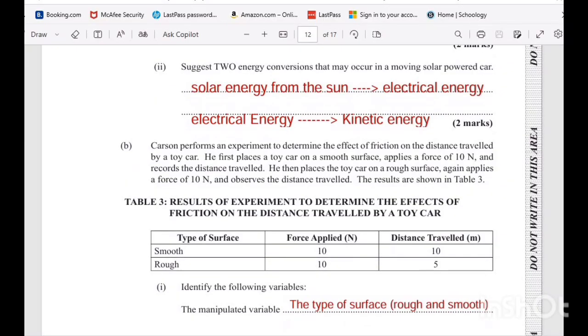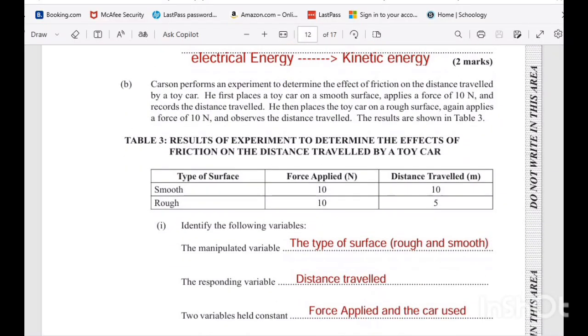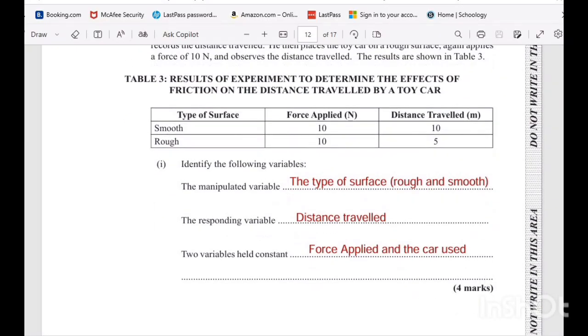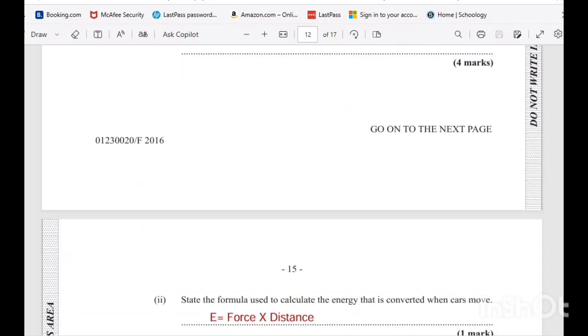If you said that the responding variable is the distance traveled, you're correct. And the 2 variables held constant would be the amount of force applied, because it's the same, being 10 newtons, and it's the same car that is used. So those would help us to make sure that the results are accurate. Good? And that's 4 marks.